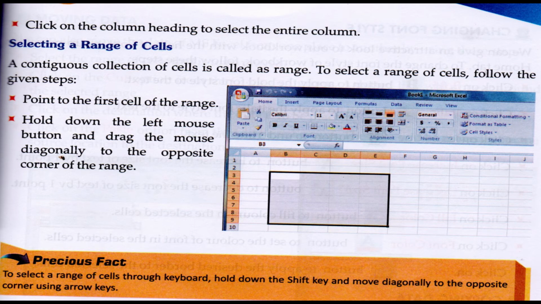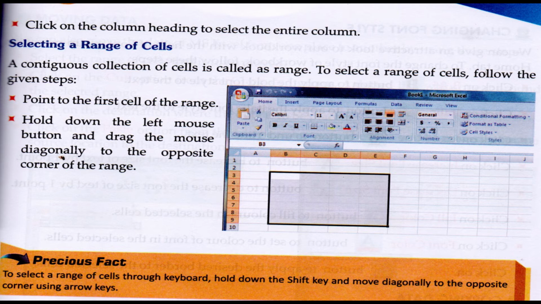Next we will see selecting cells. How can we select one cell? Just by clicking, we can select one cell. Just by clicking on the row heading, we can select one row. Just by clicking on the column heading, we can select one column.